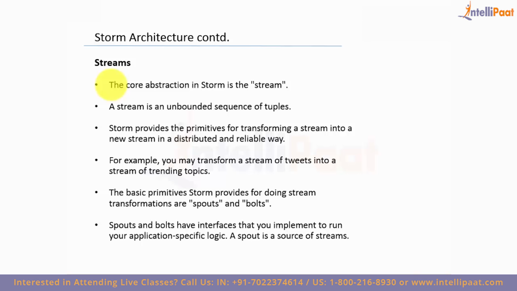Storm provides the primitives for transforming such a stream into a new stream in a distributed and reliable way. So we can have the data from a spout or a stream. We can feed it to a bolt, which is the processing logic. And if required, this bolt can feed another bolt for a further round of processing.